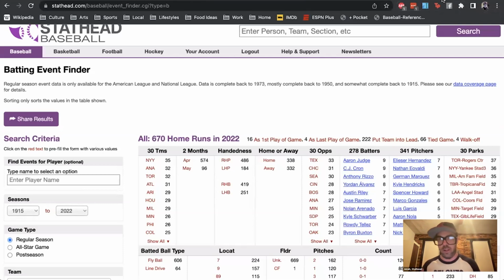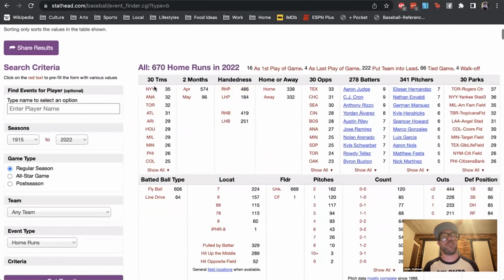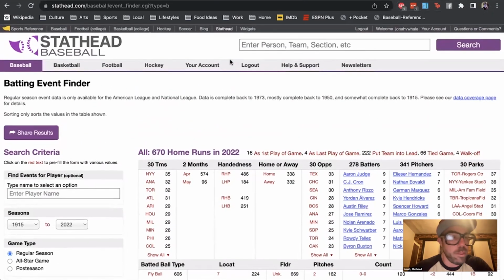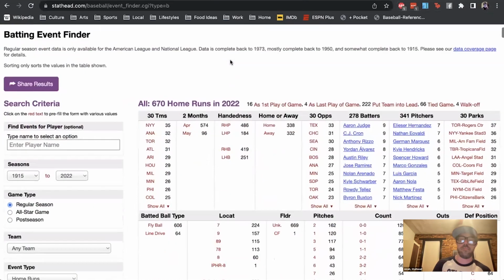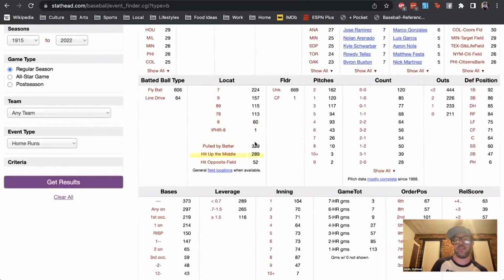And so running searches in here, if you have really broad criteria, it can take a while. If I just ran this search the way it's set up right now, we'd be searching every home run from 1915 to 2020. That's a lot of homers. That's a lot of dingers. We would want to narrow it down. So how do you do that? That's where this comes in.